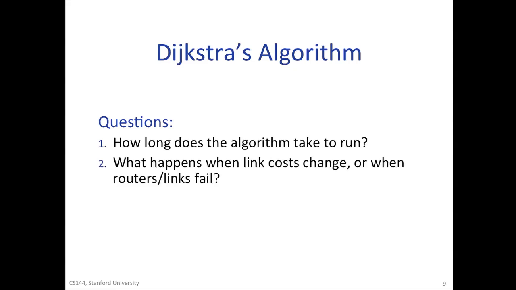What happens when link costs change or when the routers or links fail? Nice and easy again. Every time there's a change in the link state, in other words, every time a link goes up or down, the routers are going to flood that state to every other router in the network. They then rerun Dijkstra's algorithm, calculate the lowest cost spanning tree out to every other router, and we're back up and going again. In other words, every time there's a change, we recalculate from scratch and we move on.